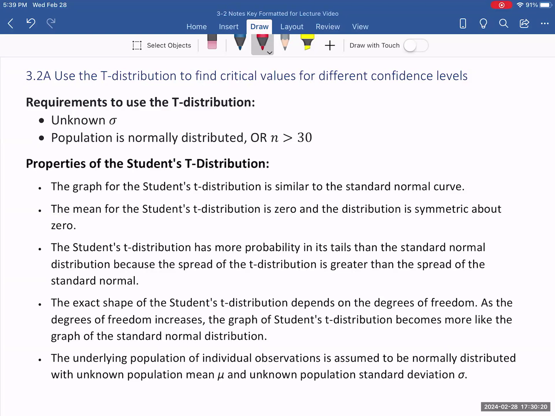Are we going to talk about confidence intervals for means this time? Is that what we're doing? Yes, for means.